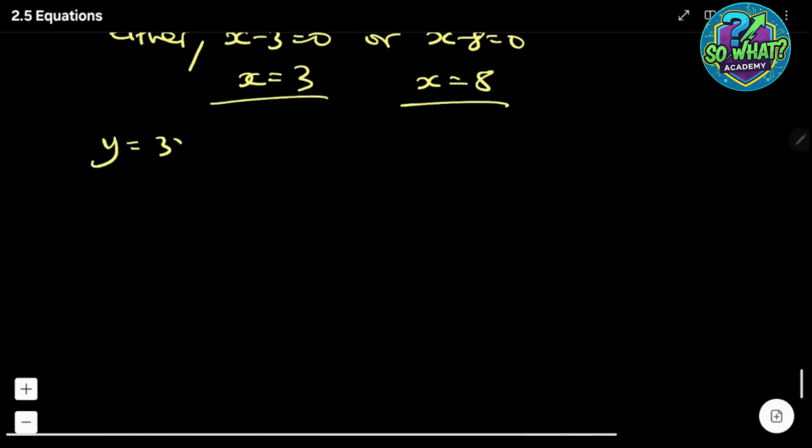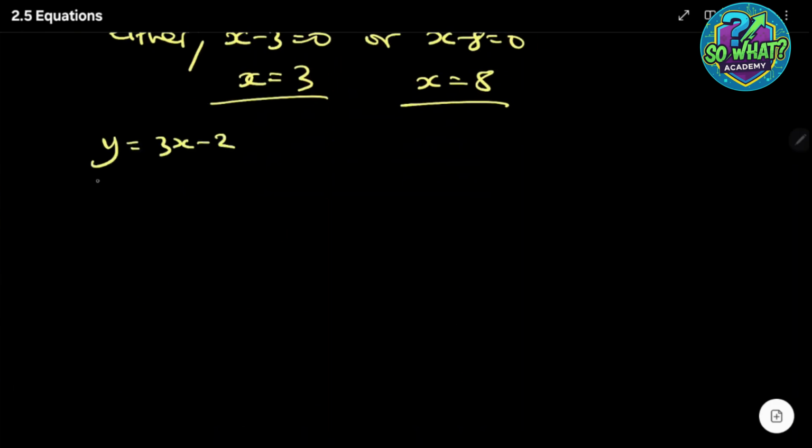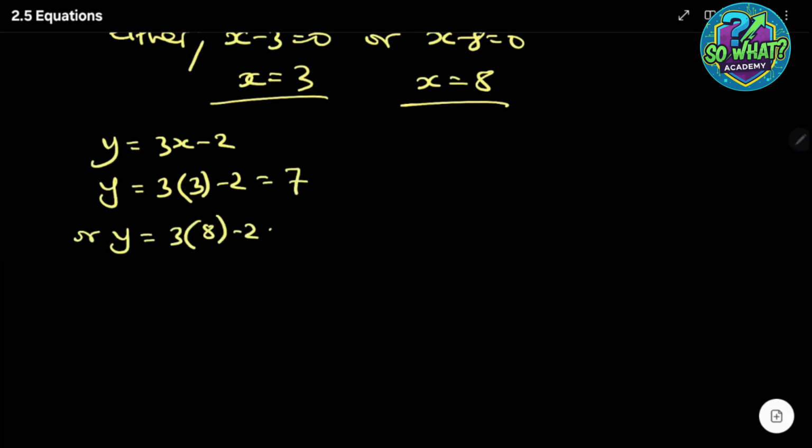Y is 3x minus 2, meaning either y is equal to 3 into the first value of x, which is 9 minus 2, which is 7, or y is equal to 3 times the second x, 8 times 3, that's 8, 16, 24, 24 minus 2 is 22. So we have that and that.